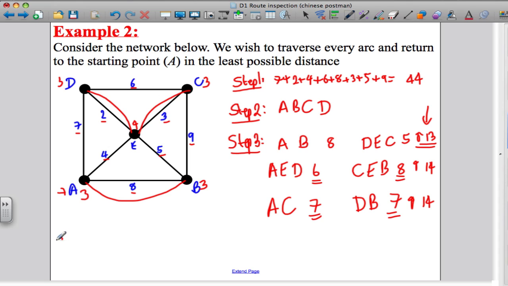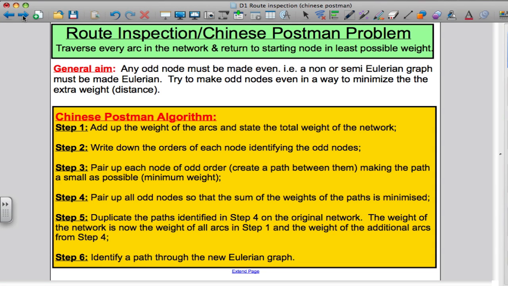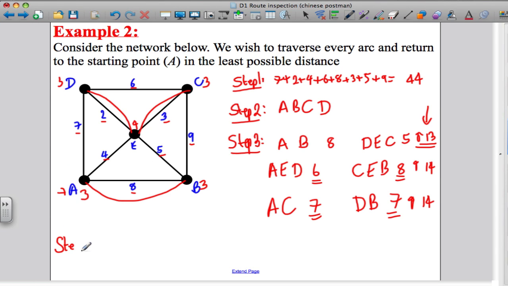What will the total distance be? So this will be step, let's just check what step we're on. This will be step 5. Step 5, the total distance would be the 44 plus what I've doubled up, I've added an extra 13, and give me the total minimum distance would now be equal to 57. Finally, we better draw the thing out and write it down as step 5.